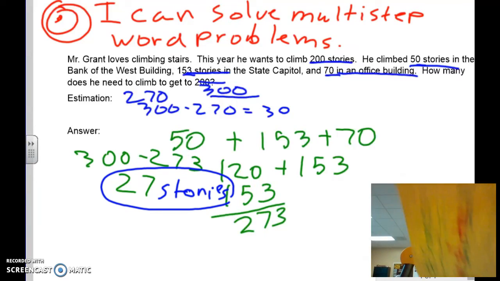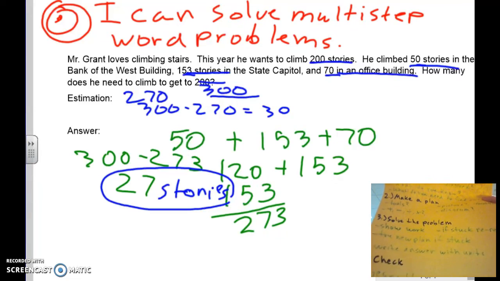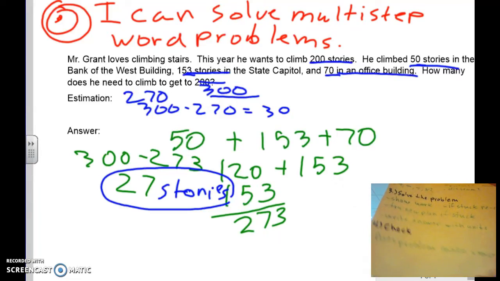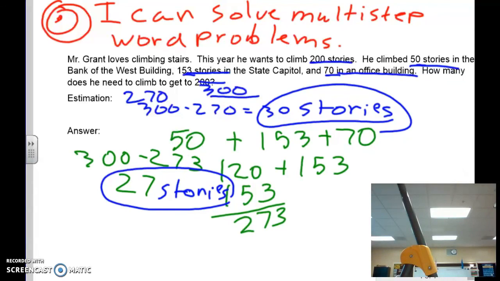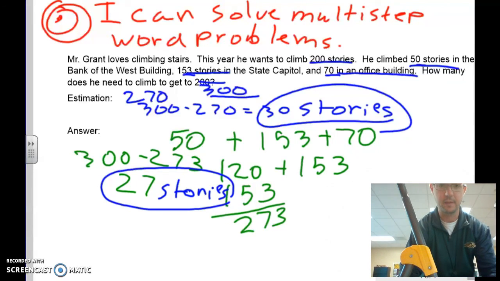The last step is to check. Does it make sense? So here's how I can check. I can look at my estimation and my answer. So I estimated that was about 30 stories. And I got 27. So since those are pretty close, I think that I got it right. We will do some problems like this today in group.